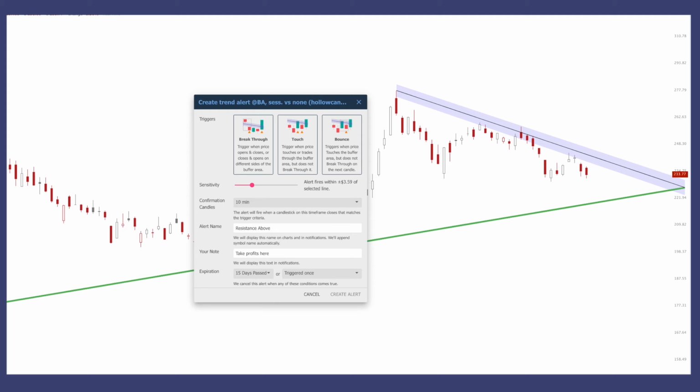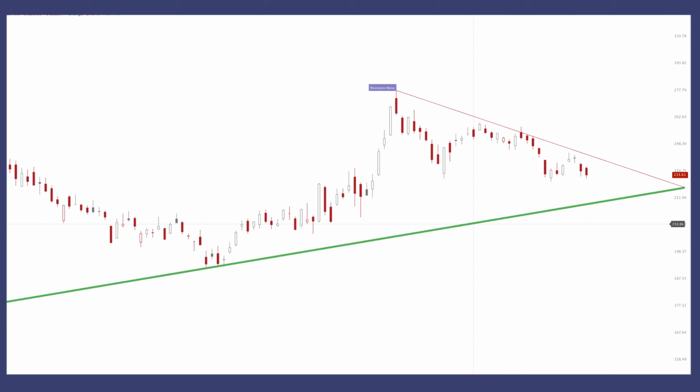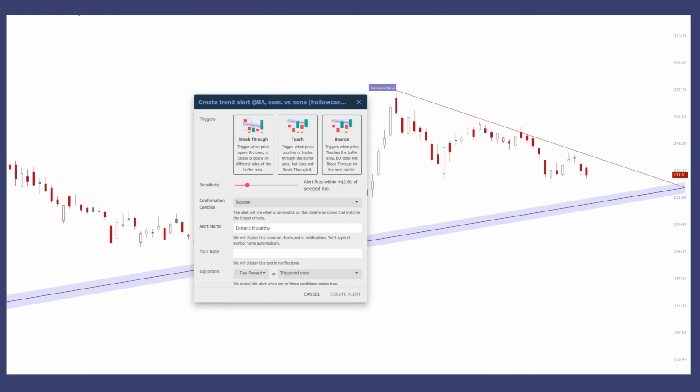One of my favorite things to do, because I like to trade more breakouts or breakdowns, if I'm looking at a symmetrical triangle like Boeing for this case, I would move the sensitivity all the way to the left. And I would simply want to know whenever the price breaks through this resistance line, I want to be alerted. So I'd create alert. I'd also create another alert here. And you'll see here I do the same thing, move the sensitivity all the way to the left.